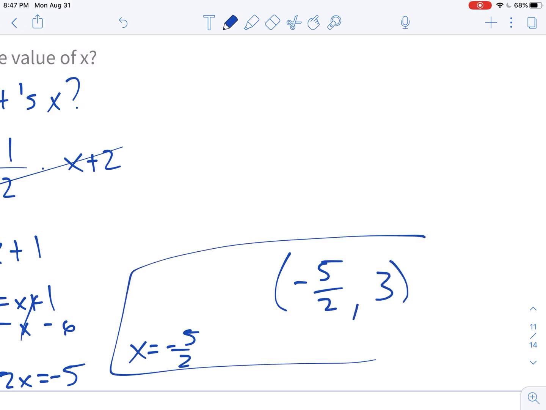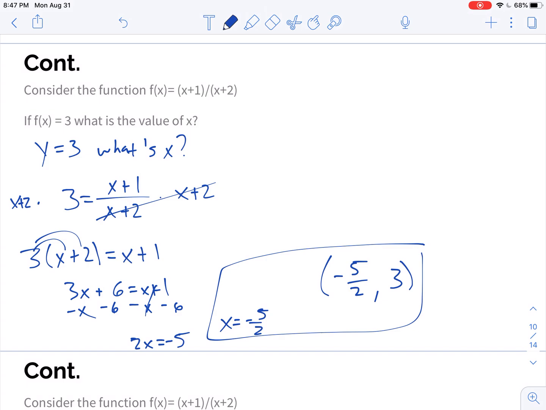So those are the two parts to answer that question. We've got a point, we've got an x value. Again, if you have a y value, you set that y value equal to the entire function and solve for x.